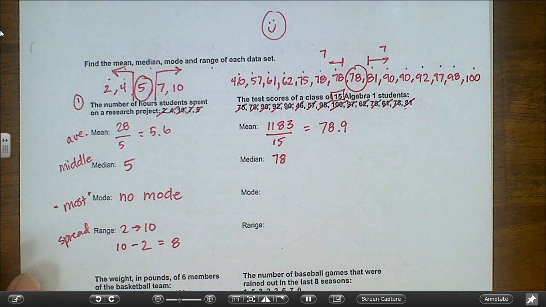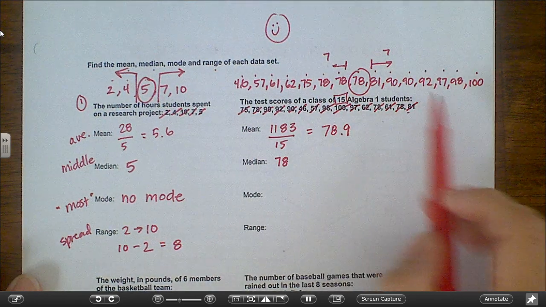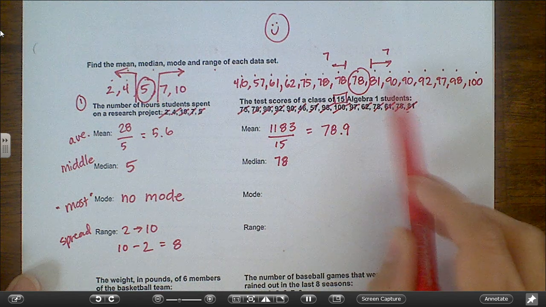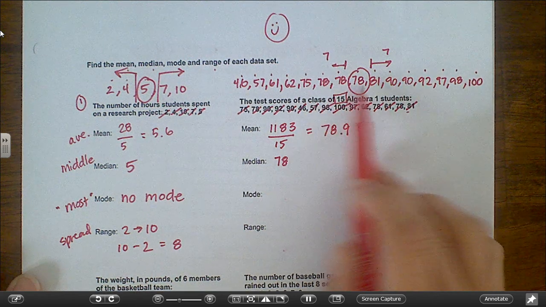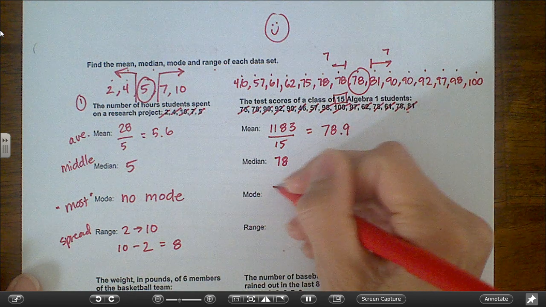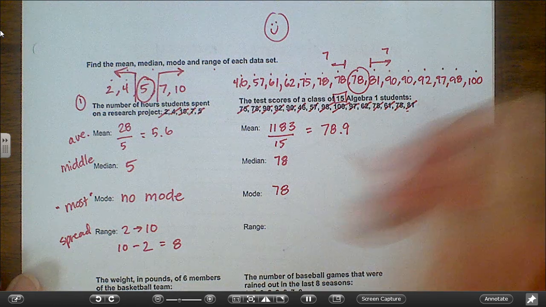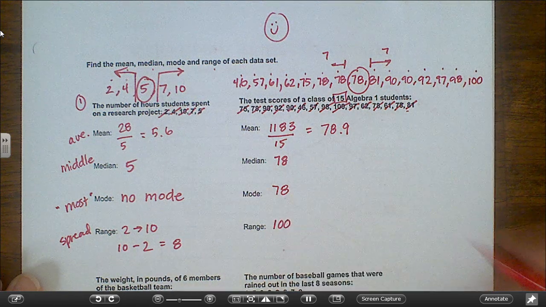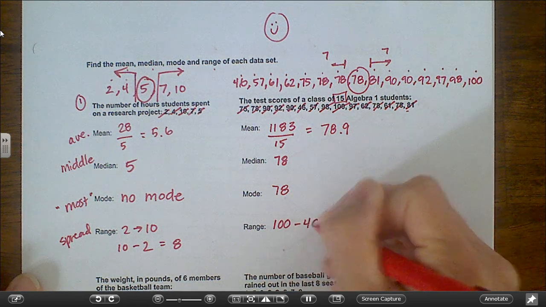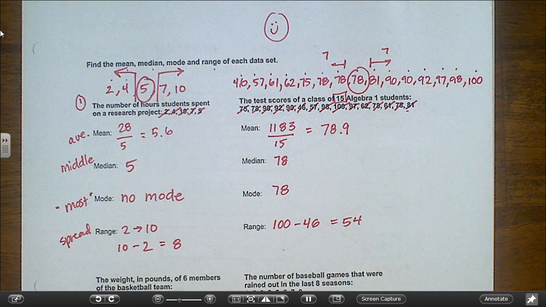My mode, remember, is the one that appears the most. Well, let's see, I have a couple that appeared more than once. I have 90s, which appeared twice. I had 78s, which appeared 3 times. So my mode, 78 appears the most. So that is my mode. My range here, my top number is 100. My bottom number is 46. So 100 minus 46 gives me 54.